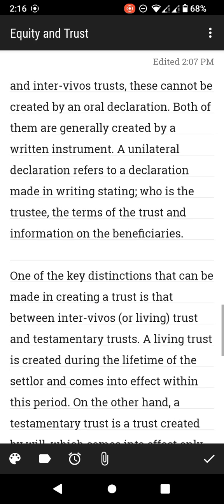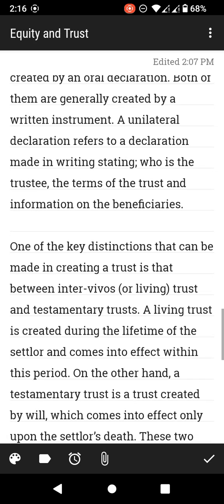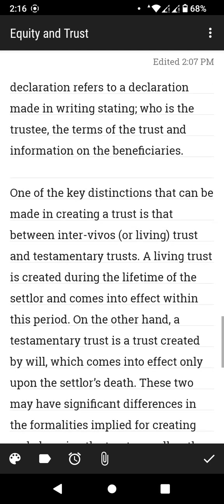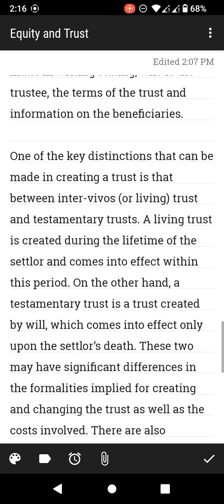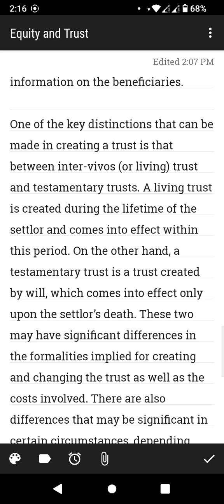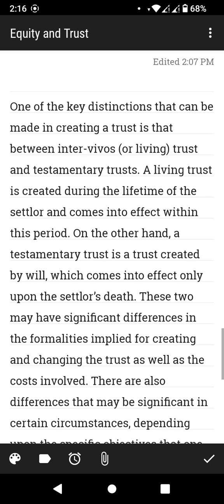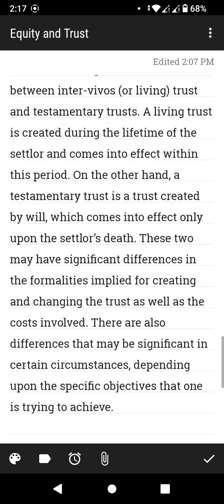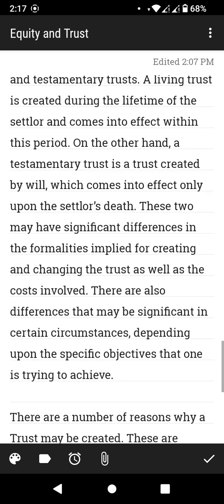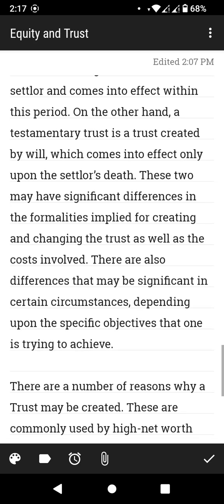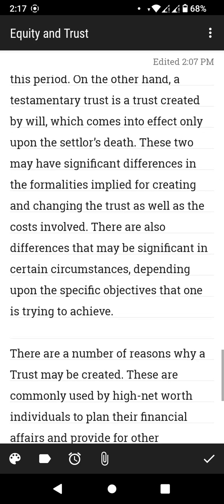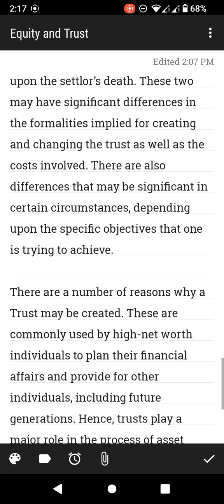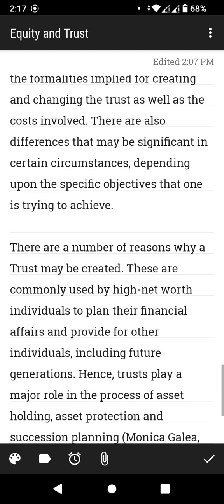One of the key distinctions that can be made in creating a trust is that between inter vivos or living trust and testamentary trust. A living trust is created during the lifetime of the settlor and comes into effect within this period. On the other hand, a testamentary trust is a trust created by will which comes into effect only upon the settlor's death. These two may have significant differences in the formalities required for creating and changing the trusts as well as the costs involved. There are also differences that may be significant in certain circumstances depending upon the specific objectives that one is trying to achieve.